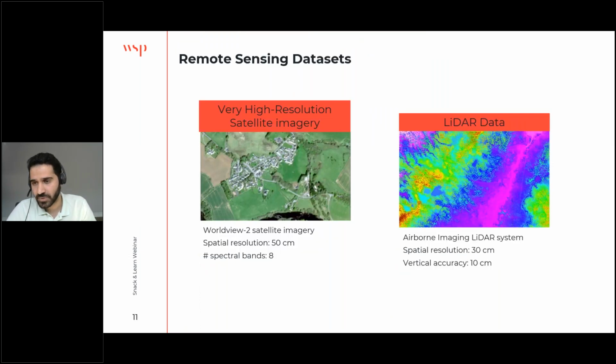We used two types of remote sensing data sets. First one was very high resolution satellite images with enough spectral bands to classify and discriminate different land cover types. And also we used LiDAR data, high resolution LiDAR data, which were the main resource for identifying woody species and estimating their heights.